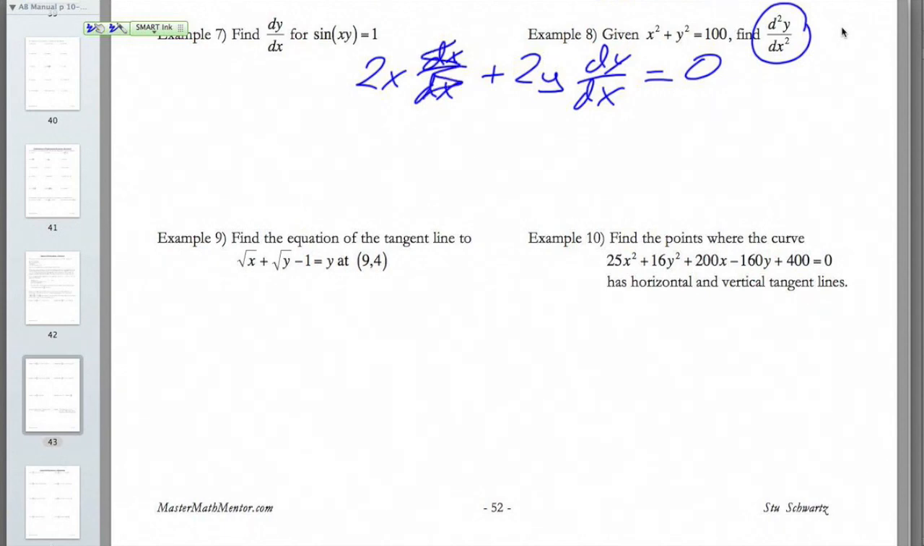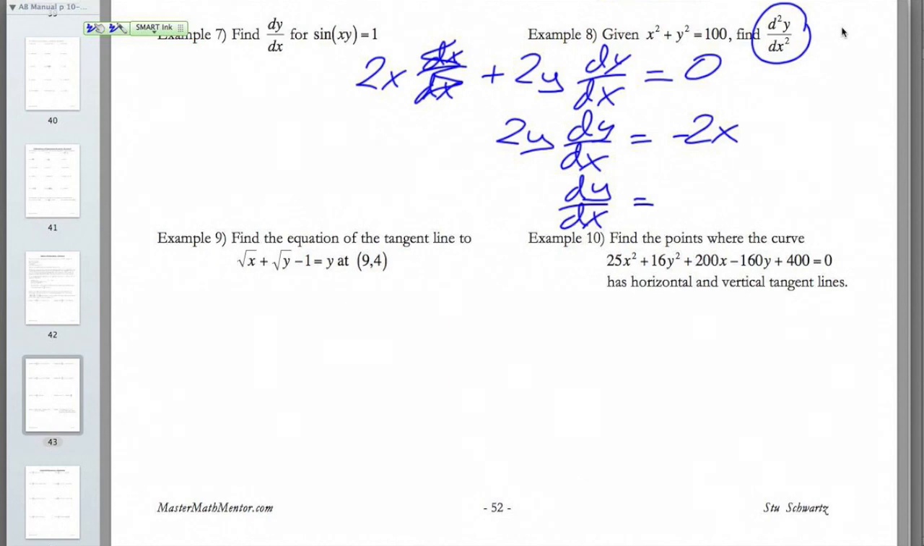Now, before I can find the second derivative, what do you think I need to do? Get dy/dx by itself. So I want 2y dy over dx equals negative 2x, and the dx canceled. All I did was subtract the 2x over. And now I want to divide by the 2y. So dy/dx is just negative x over y.